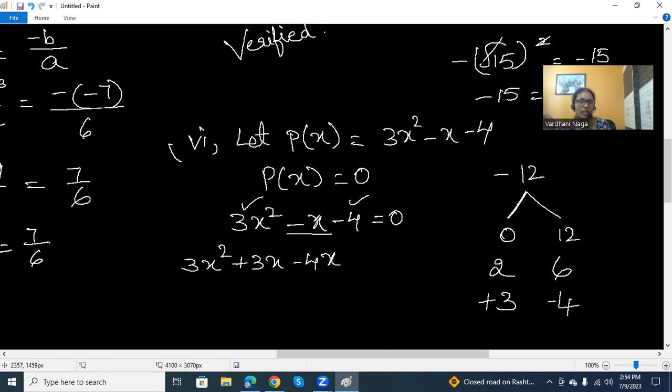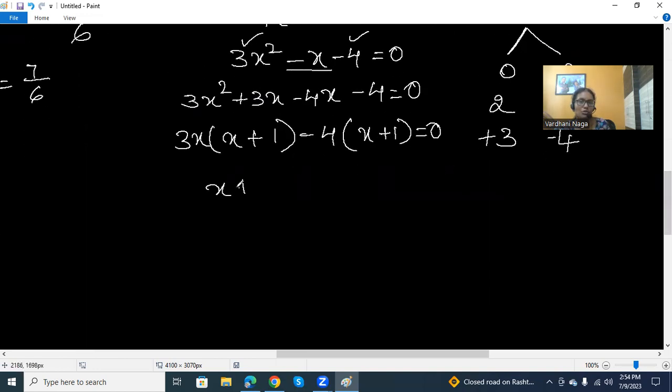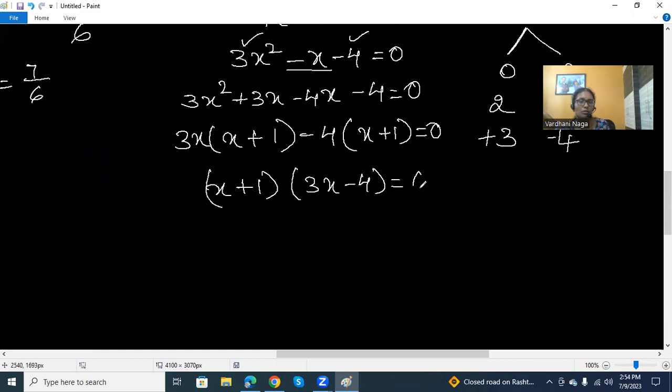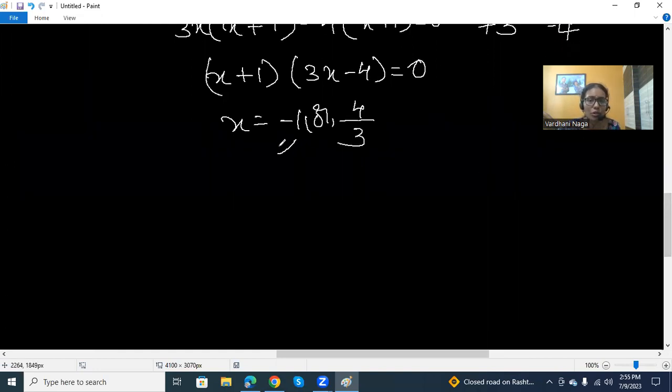3x square plus 3x minus 4x minus 4. I simplified and wrote it as 2 factors. In these two, 3x is common, x plus 1. In these, minus 4 is common, x plus 1. So x plus 1 into 3x minus 4 equal to 0. So x is equal to minus 1 or 4 by 3. So this is going to be your alpha and this is going to be your beta.